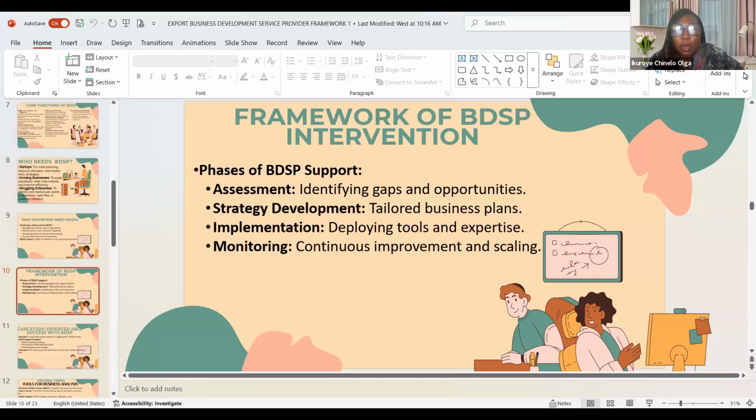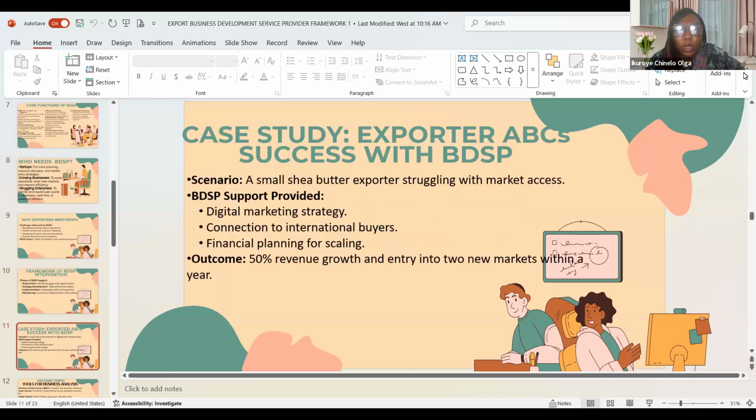Like I said, I talked about this earlier on, but I'll still talk about it. The phases of BDSP support: the assessment, you need to identify the gaps and opportunities; strategy development, a tailored business plan; implementation, you need to deploy the tools and expertise; also monitoring, continuous improvement and scaling, very, very important for every business. So I want to talk about this case study.